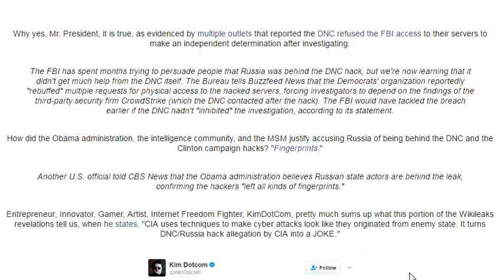So how did the Obama administration, the intelligence community, and the MSM justify accusing Russia of being behind those hacks? Fingerprints. Yes, the same fingerprints that the CIA has the capability of planting. There's much more to this story, and I'm going to go ahead and put it in the details. So with the one that Stefan did, which we're going to go over real quick next, because that has some very interesting things in it too.